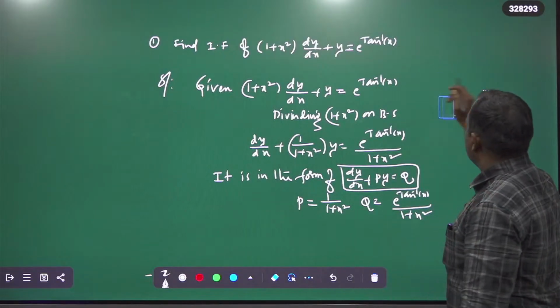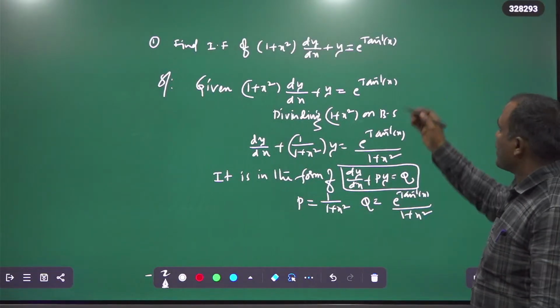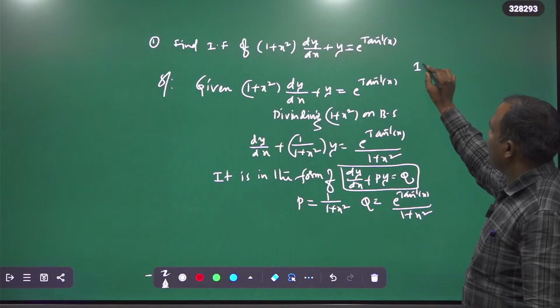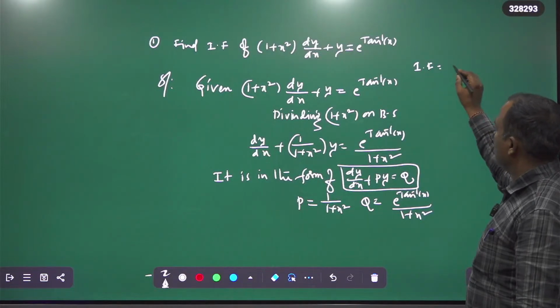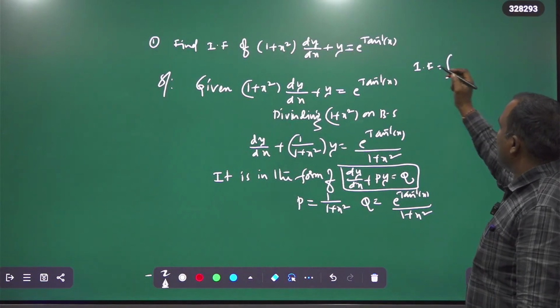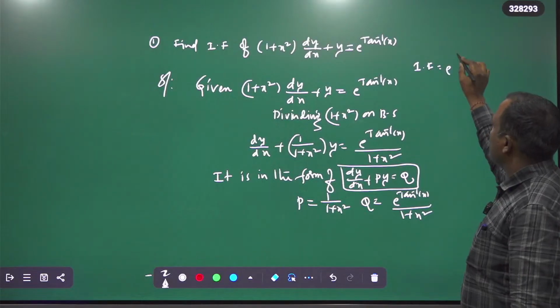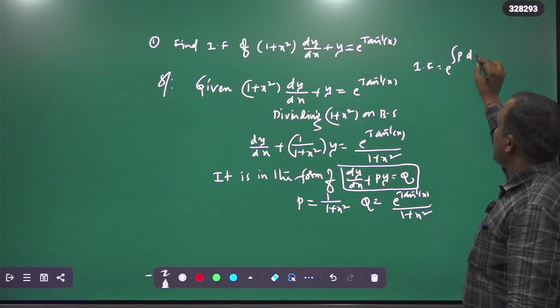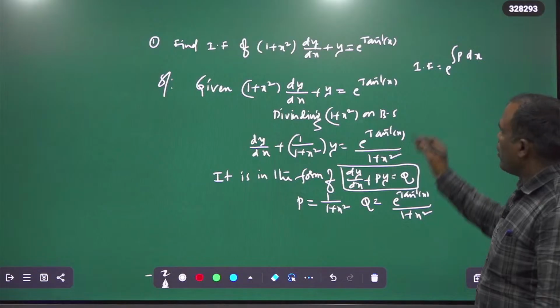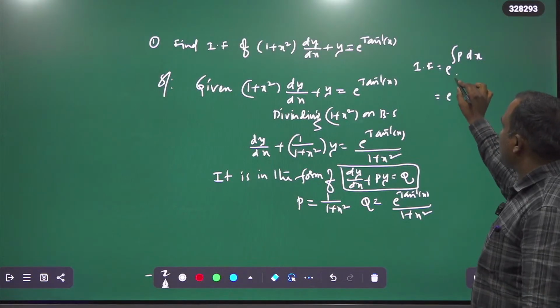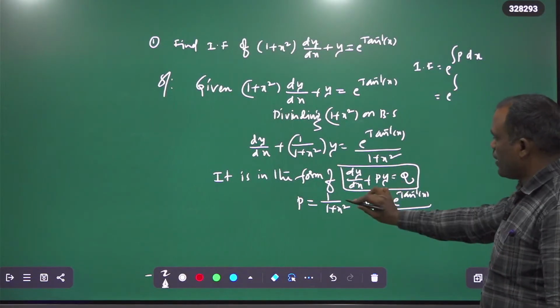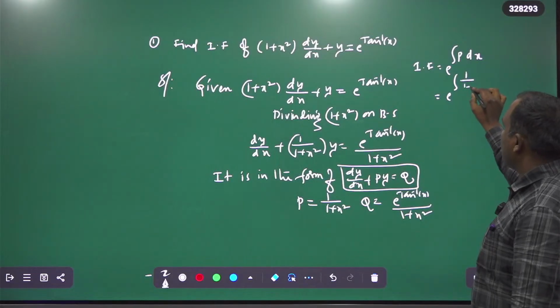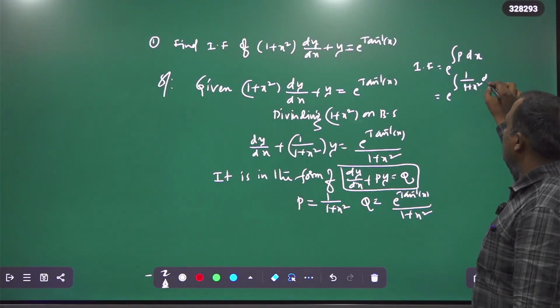So in linear in y, what is the integrating factor formula? I.F. equal to e to the power of integral of p dx. Now the I.F. equal to e to the power of integral of p dx. What is the value of p here? 1 by 1 plus x square into dx.